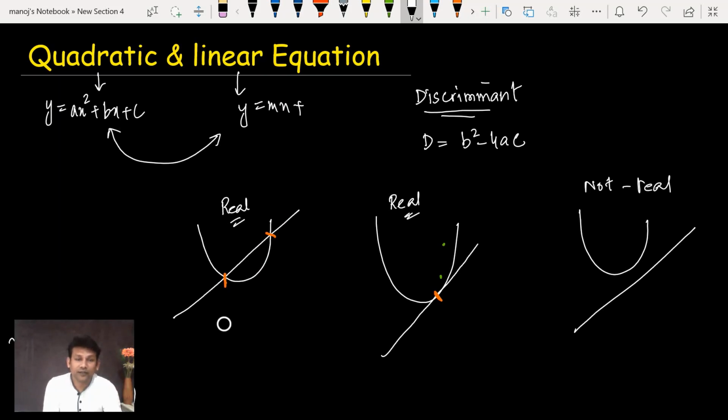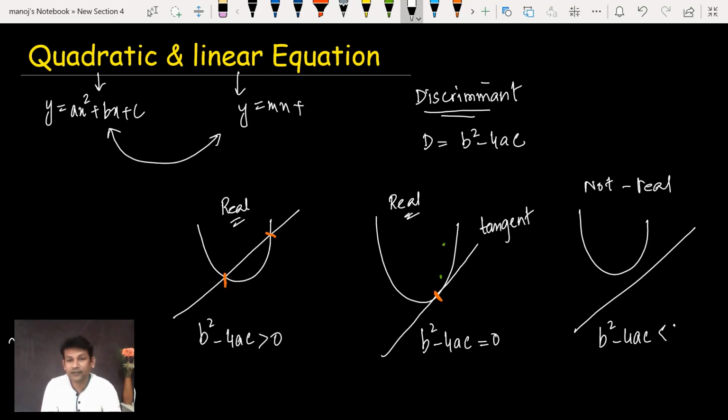For the three conditions we have the discriminant: b squared minus 4ac greater than 0 when we have 2 points of intersection. When we have only 1 point of intersection, we write b squared minus 4ac is equal to 0, and that is also called the tangent. The line is a tangent to the curve. When the line is not intersecting the curve, that means b squared minus 4ac less than 0. We have just three conditions for the quadratic curve and the linear straight line, and we have to apply these.